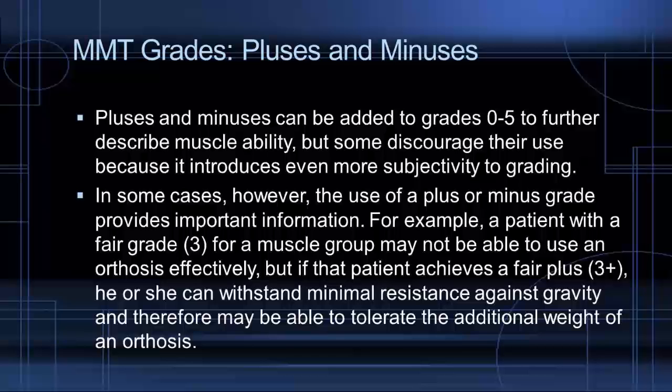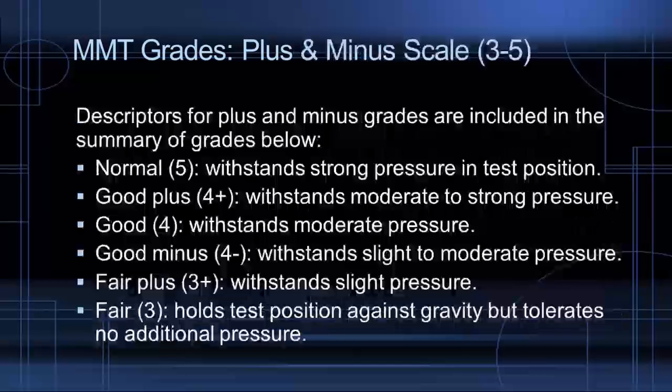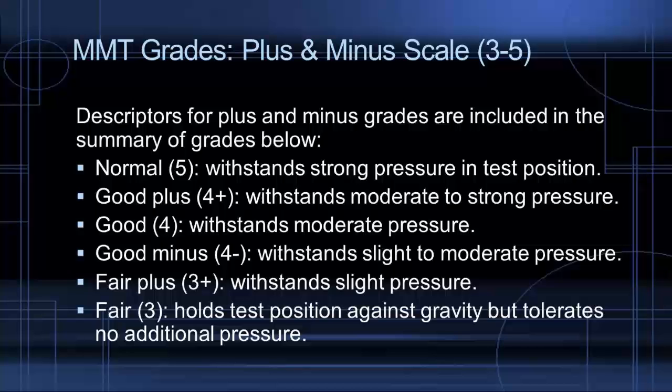So sometimes you want to document that, because you want to say, well, they have anti-gravity strength, but they can't tolerate any more pressure. So the difference between a 3 and a 3 plus. Or if you put heavy shoes on someone, if all they have is anti-gravity strength in hip flexion, they won't be able to pick their feet up enough to walk effectively. But if they had a 3 plus, they might be able to do it. So I have descriptors, and in the module in Canvas, there's a chart, and then in the book, of course, with descriptions and functional descriptions of the scale.